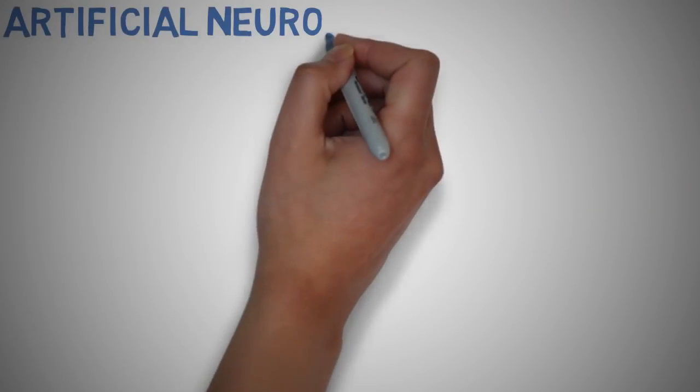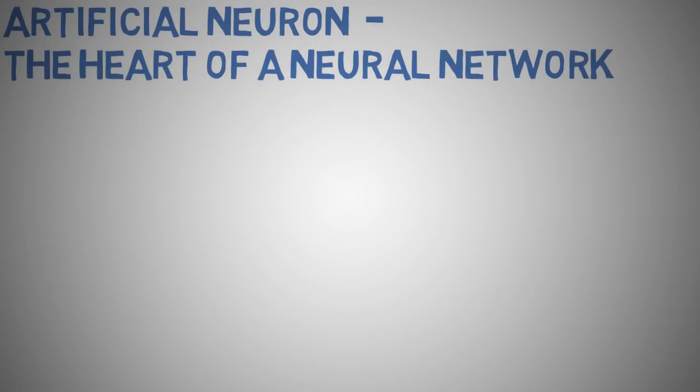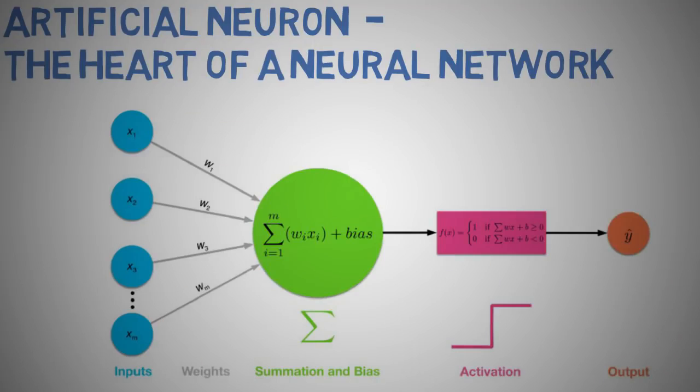Artificial neuron, the heart of a neural network. The neuron of a neural network is an activation node. Here is where all the action happens. The activation node takes the input from the predecessor nodes, applies the learning parameters to generate the weighted sum, and then passes that sum to an activation function that computes the composite prediction or probabilities.